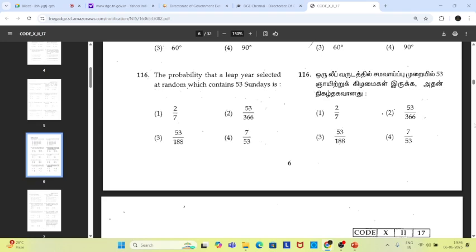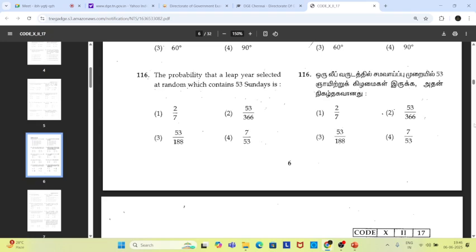What is the quotient you are getting? 366 divided by 7. Sir, quotient is 52, remainder 2, sir. Yeah, quotient is 52, remainder is 2.